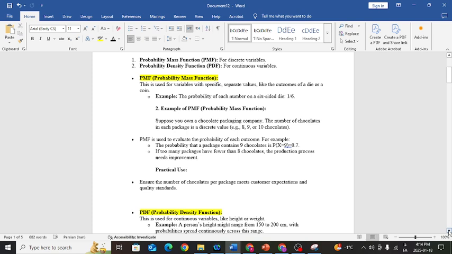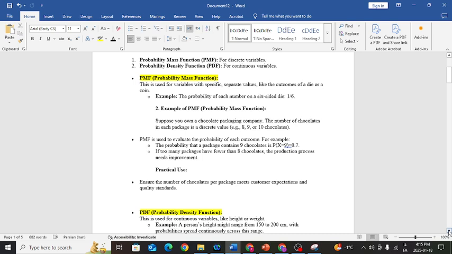Suppose you own a chocolate packaging company. The number of chocolates in each package is a discrete value, for example 8, 9 or 10 chocolates. The PMF is used to evaluate the probability of each outcome. For instance, the probability that a package contains 9 chocolates, P(X = 9), is equal to 0.7. If too many packages have fewer than 8 chocolates, the production process needs improvement.